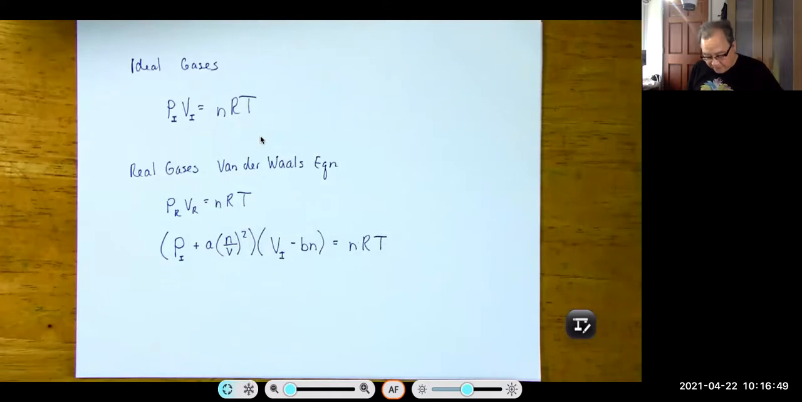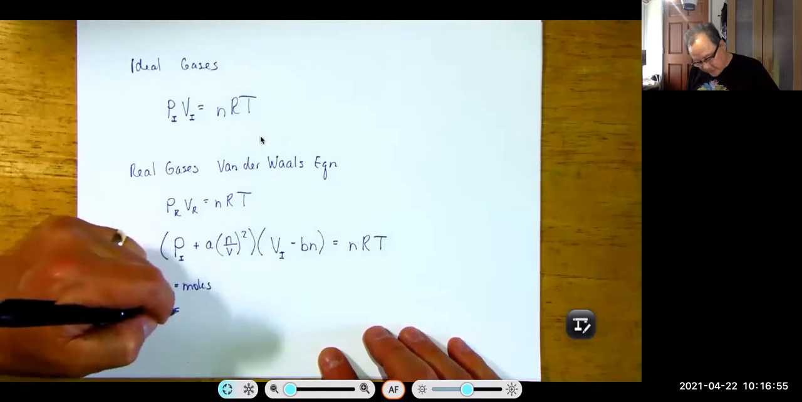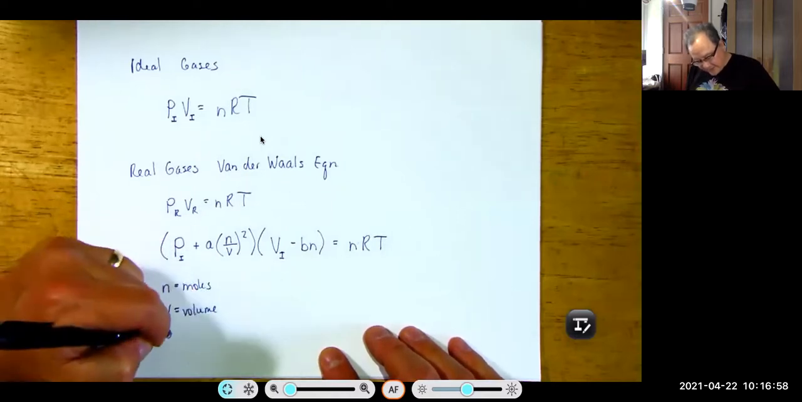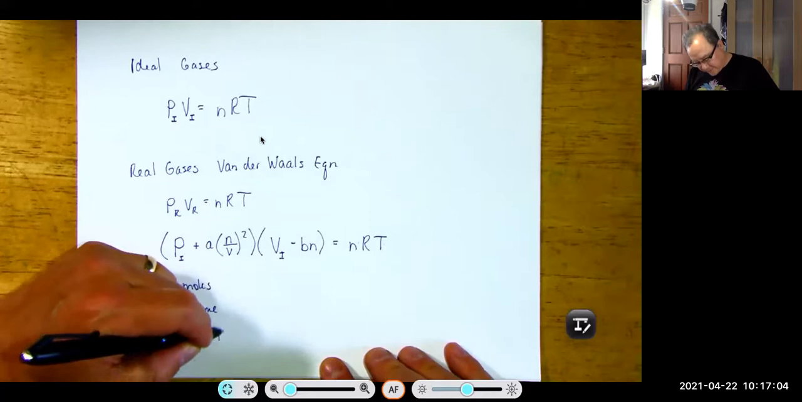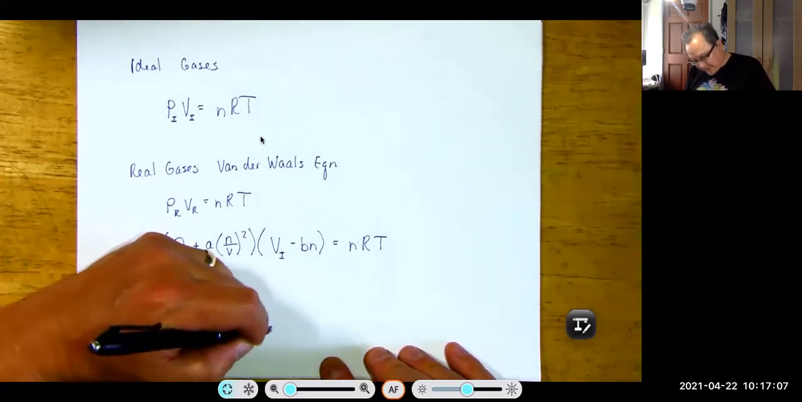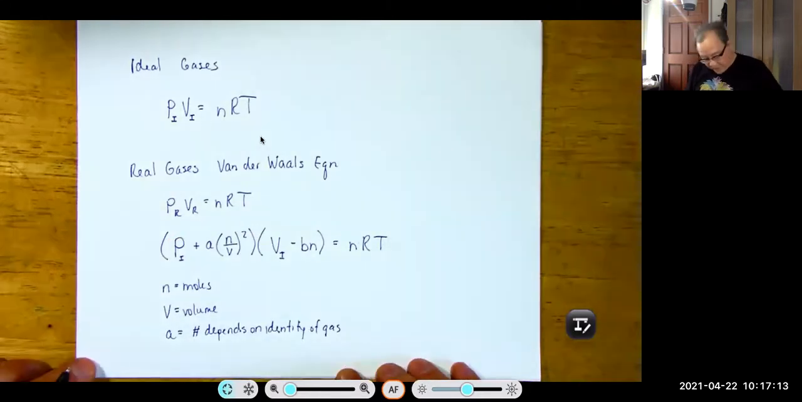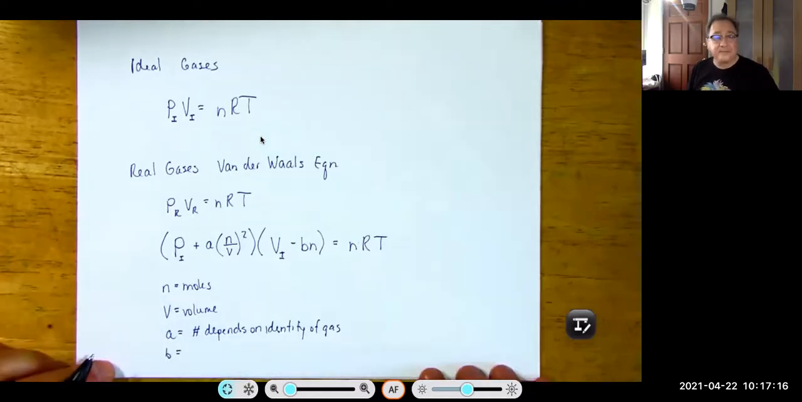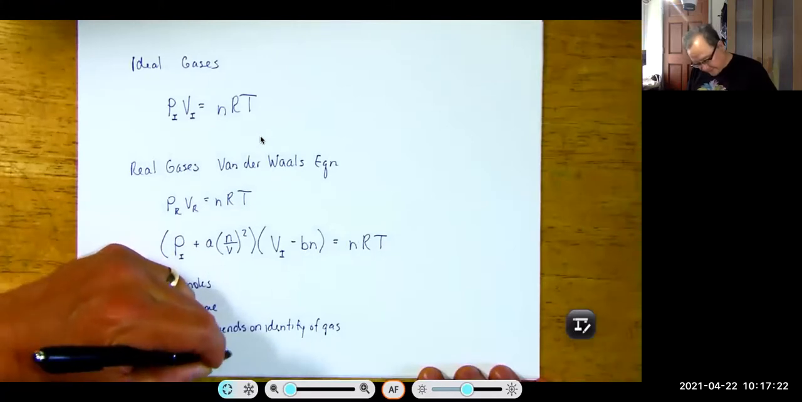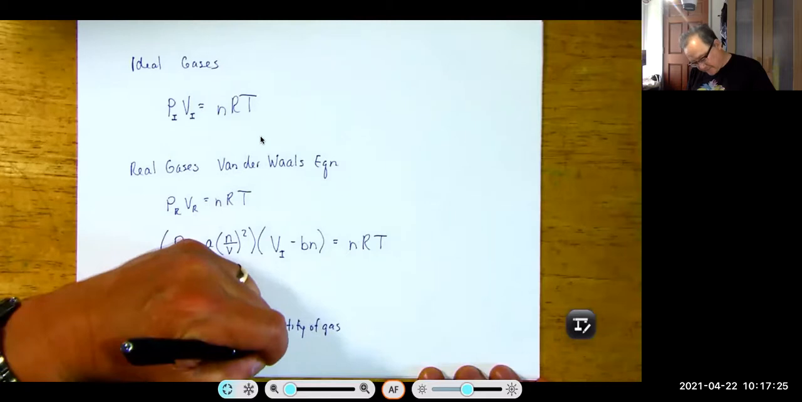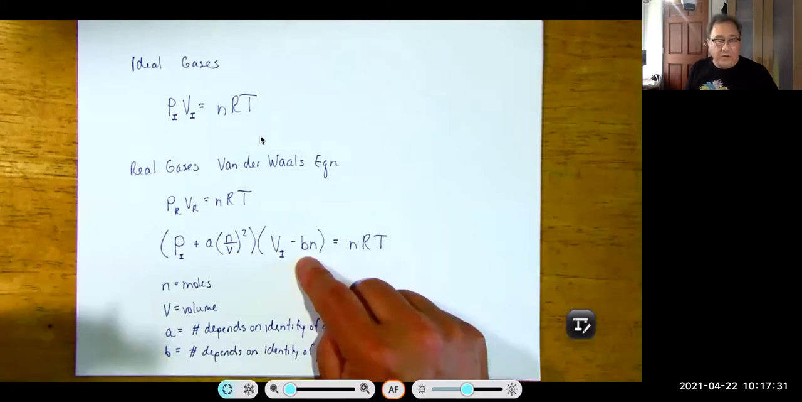Okay. So n is the moles of gas, V is the volume of gas, and a is a number that depends on the identity of the gas. What do you think b is? It also depends on the gas. It's a number that depends on the identity of the gas. So what are the factors that influence b? We'll start with that one first.